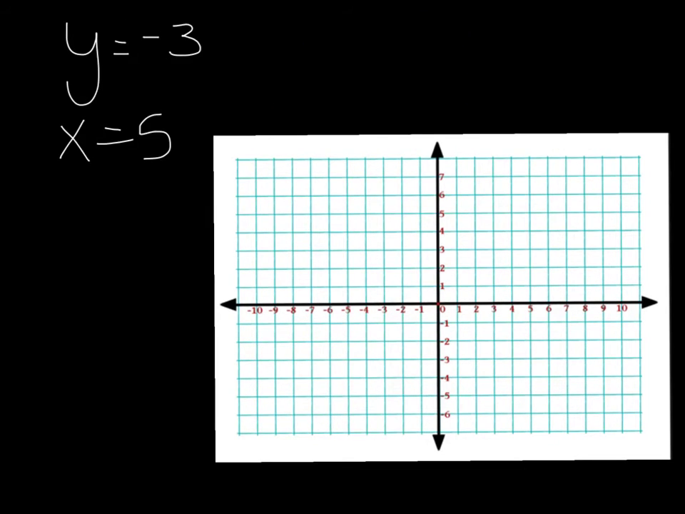All right, last one here. We have y equals negative 3, which is right here. In order for it to be only y equals negative 3, it's going to be a horizontal line. And then x equals 5 is right here. In order for x to only equal 5, it's got to be a vertical line. These two lines cross at this point right here, which is going to be the point 5, negative 3, because we go right 5, down 3.